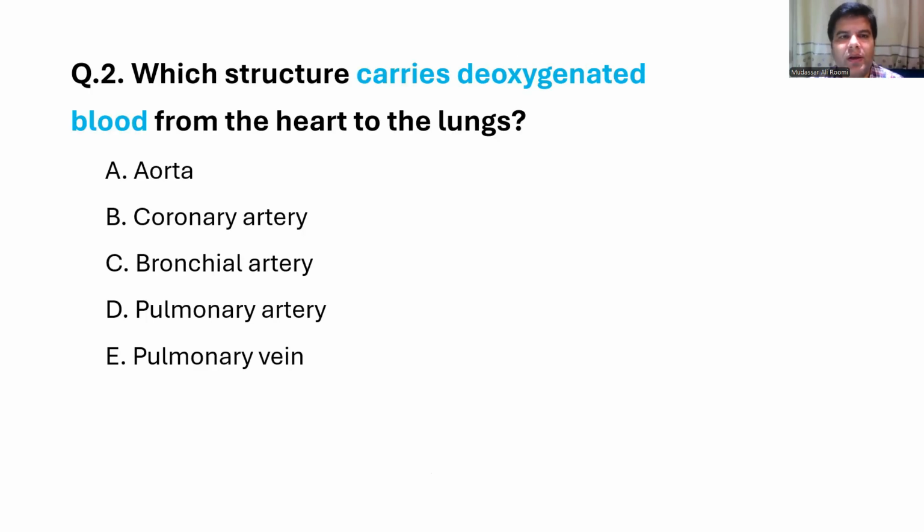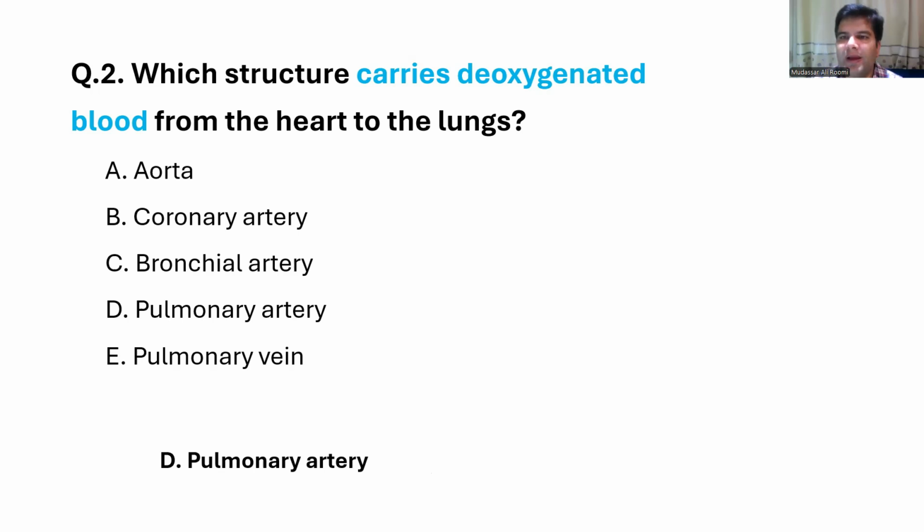Next question is, which structure carries deoxygenated blood from the heart to the lungs? It's a very simple question. Options are aorta, coronary artery, bronchial artery, pulmonary vein. And the answer is pulmonary artery.